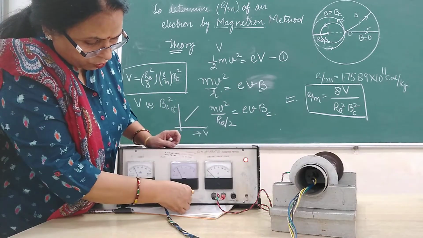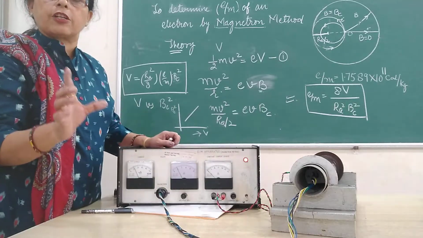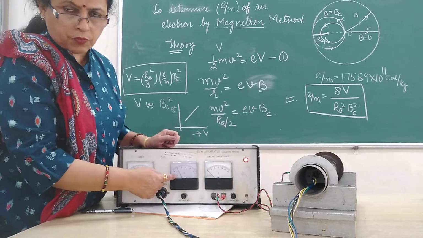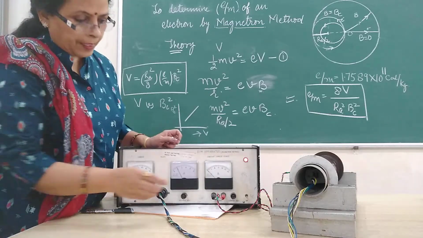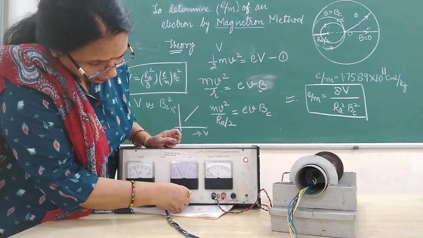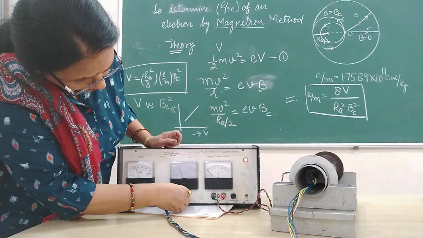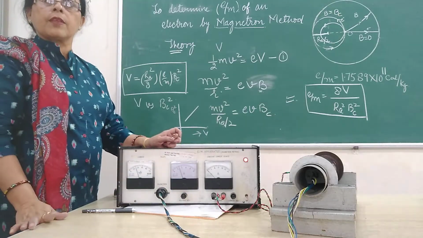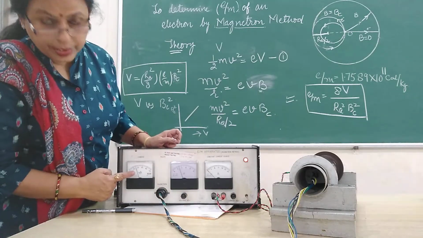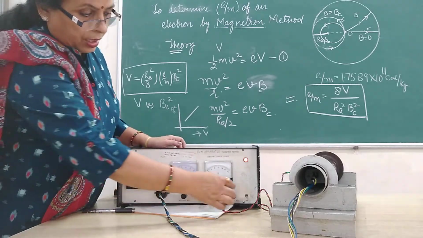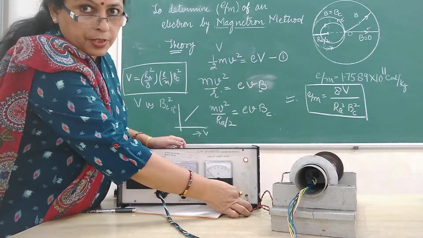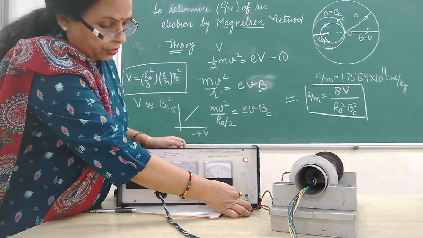Okay, as we go on increasing. Suppose for one set of values we keep this voltage constant, and this is the current. Let me take it as 3 so that something is visible. You can see that some current is there. Now I will give some current to the solenoid.